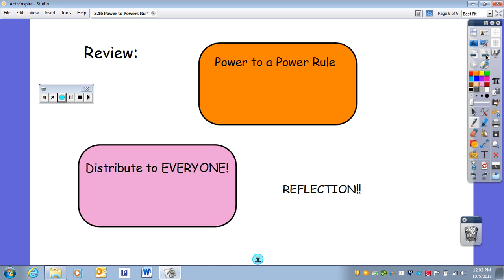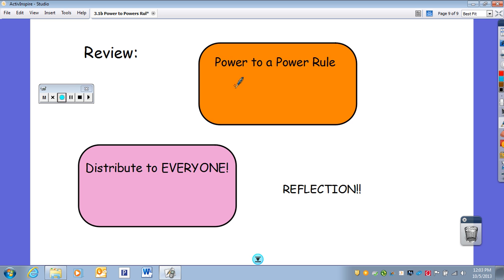So with our power to a power rule, remember what we're doing is we are keeping the base and we are multiplying the exponents together. So if I have an example like 3x to the 4th power and I'm raising it to the 2nd power, we're going to keep the base and we're going to multiply the exponents. Keep the base and multiply the exponents. And then we can finish simplifying if it is a number to a power. Remember, you're distributing that power to everyone, to each part of the expression.